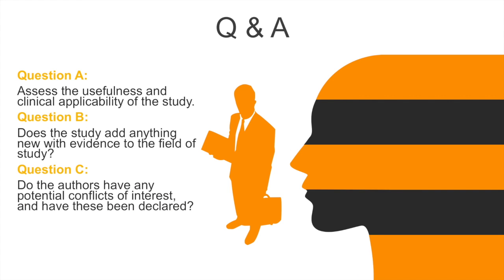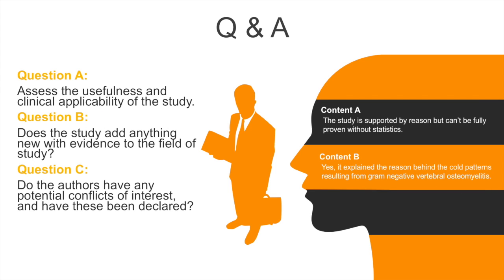More Q&As. Assess the usefulness and the clinical applicability of the study. The study is supported by reason, but can't be fully proven without statistics. Does the study add anything new with evidence to the field of study? Yes, it did explain the reason behind the cold patterns resulting from gram-negative vertebral osteomyelitis. Do the authors have any potential conflicts of interest, and have these been declared? Conflicts of interest were not mentioned in the article. One might assume that they don't, but a clear claim should be provided.